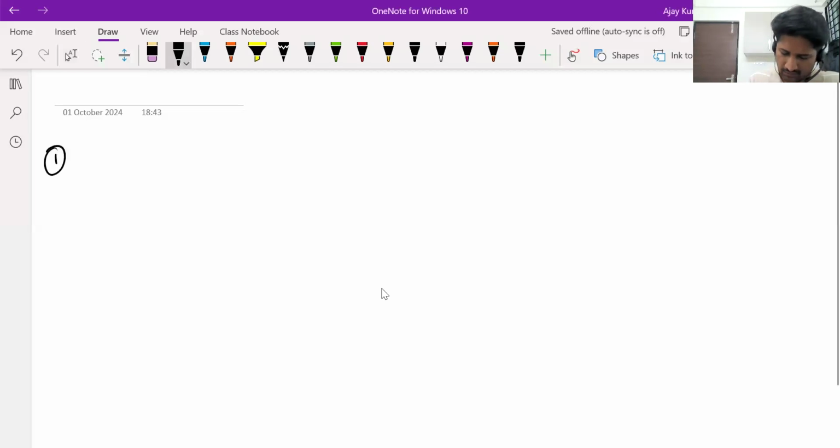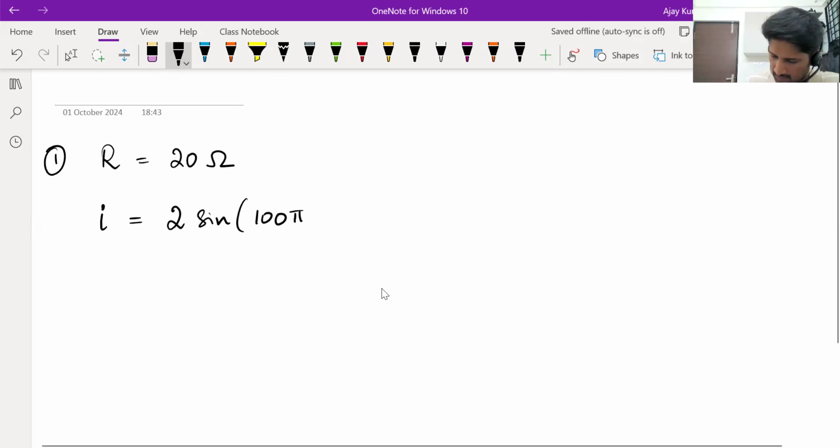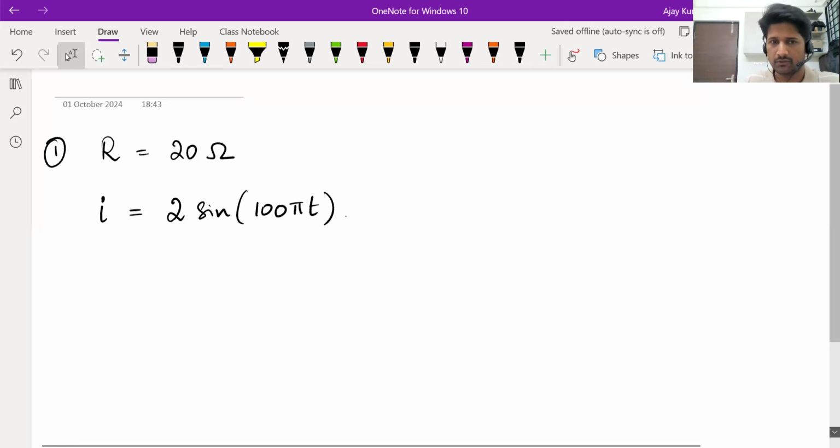Right. So try this question. Assume there is a resistance of say 20 ohms, and the current passing through the resistor is 2 sine 100 pi t. Okay, so the alternating current passing through a resistor is given to you.